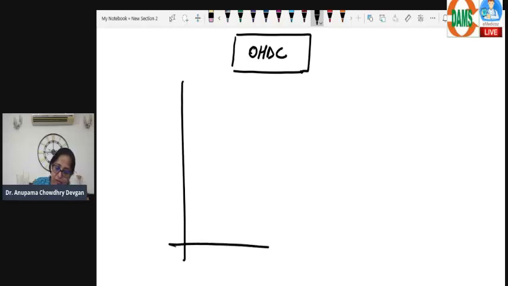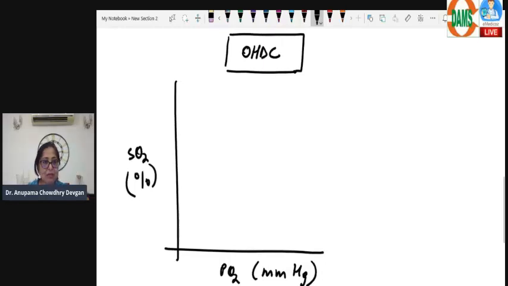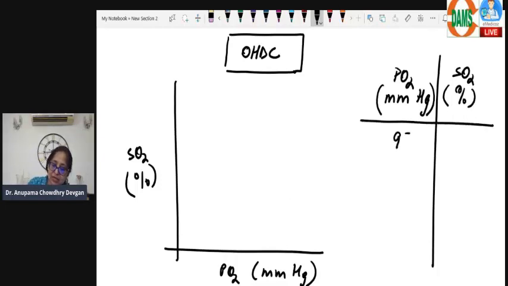What is this oxygen hemoglobin dissociation curve? PO2 in millimeters of mercury is on the x-axis, saturation as a percentage is on the y-axis. PO2 will determine the saturation. You already know some values of PO2 and saturation. Arterial blood PO2 is 95, saturation is 97 to 98%, already done so many times with you.